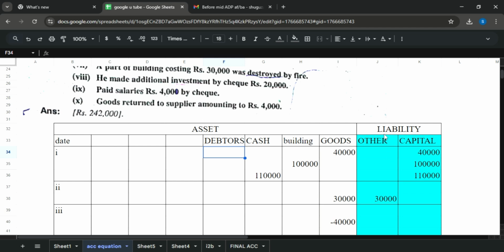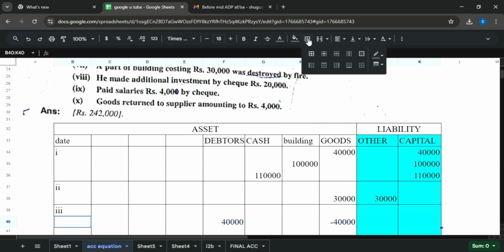Look, when the amount is payable, it is a liability. When the amount is receivable, that would be considered as your asset. The name of such an asset is debtor. Debtors are increasing. So 40,000 with a plus sign you will put over here. In this way, our third entry is also completed. Now we will focus on our fourth entry and let's see what the fourth entry is saying.